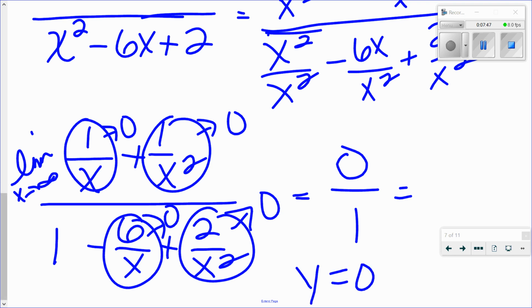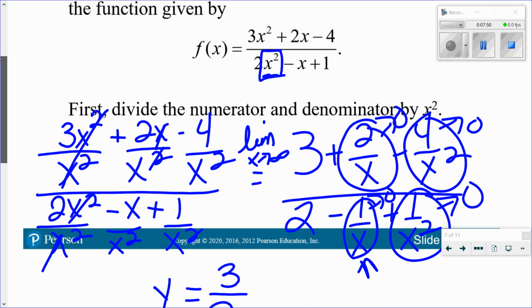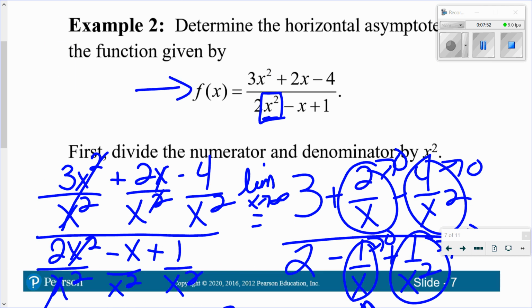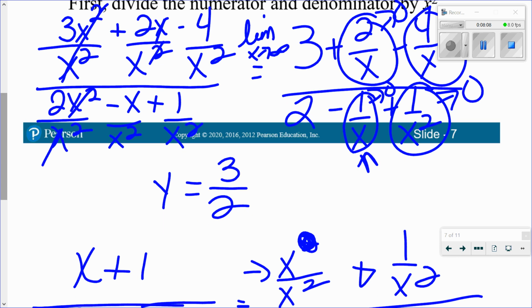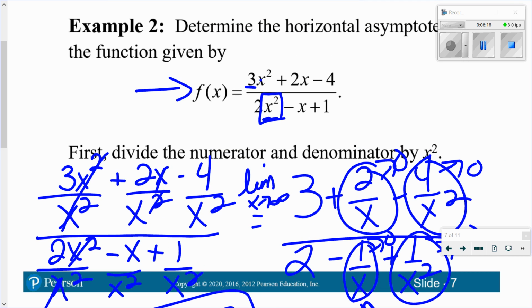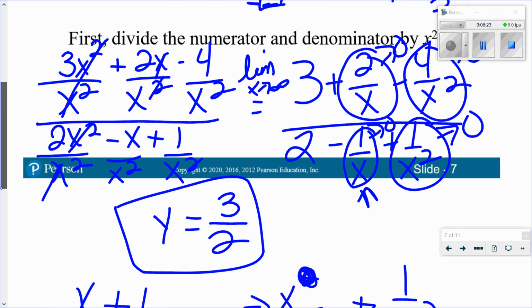I want to take a look at these, though. Tell me about the degree in this problem. How did the biggest degrees compare? In this first one, they were both x squared, so they were the same. So there is a shortcut. When the degrees are the same, our answer is a ratio of their coefficients, right? The 3 was the coefficient in the numerator. The 2 is the coefficient in the denominator. So it became y equals 3 over 2. That was our horizontal asymptote.